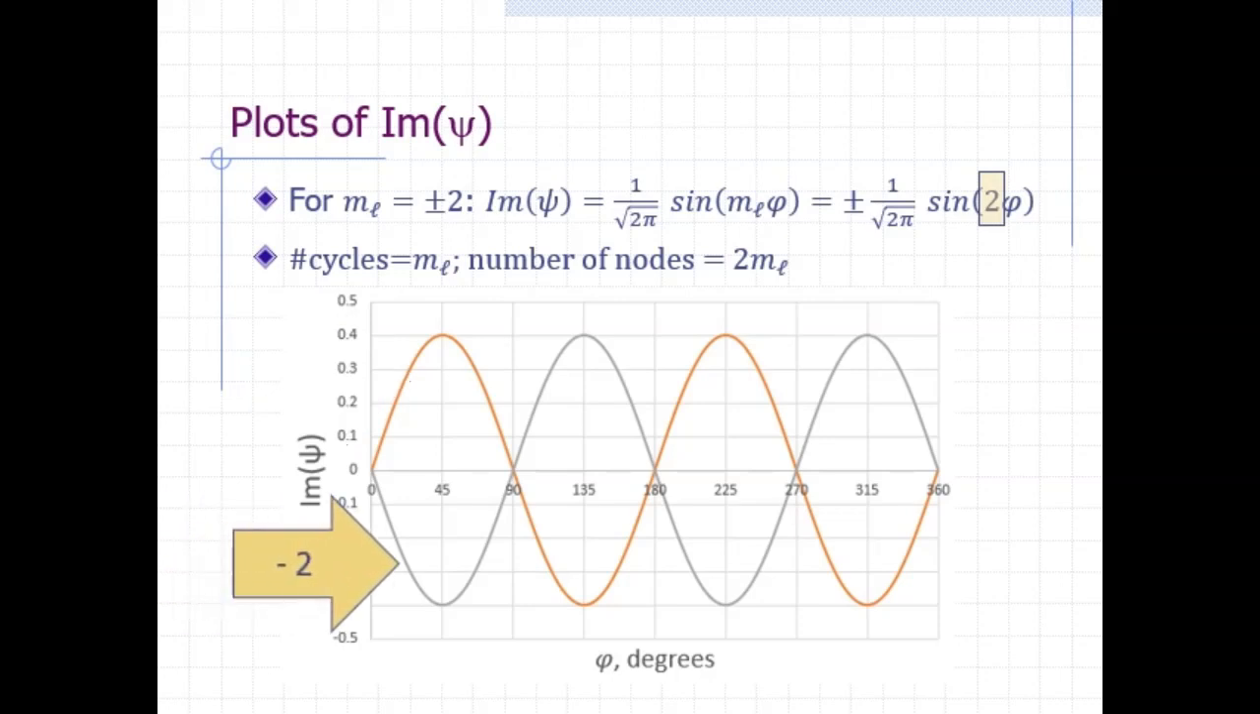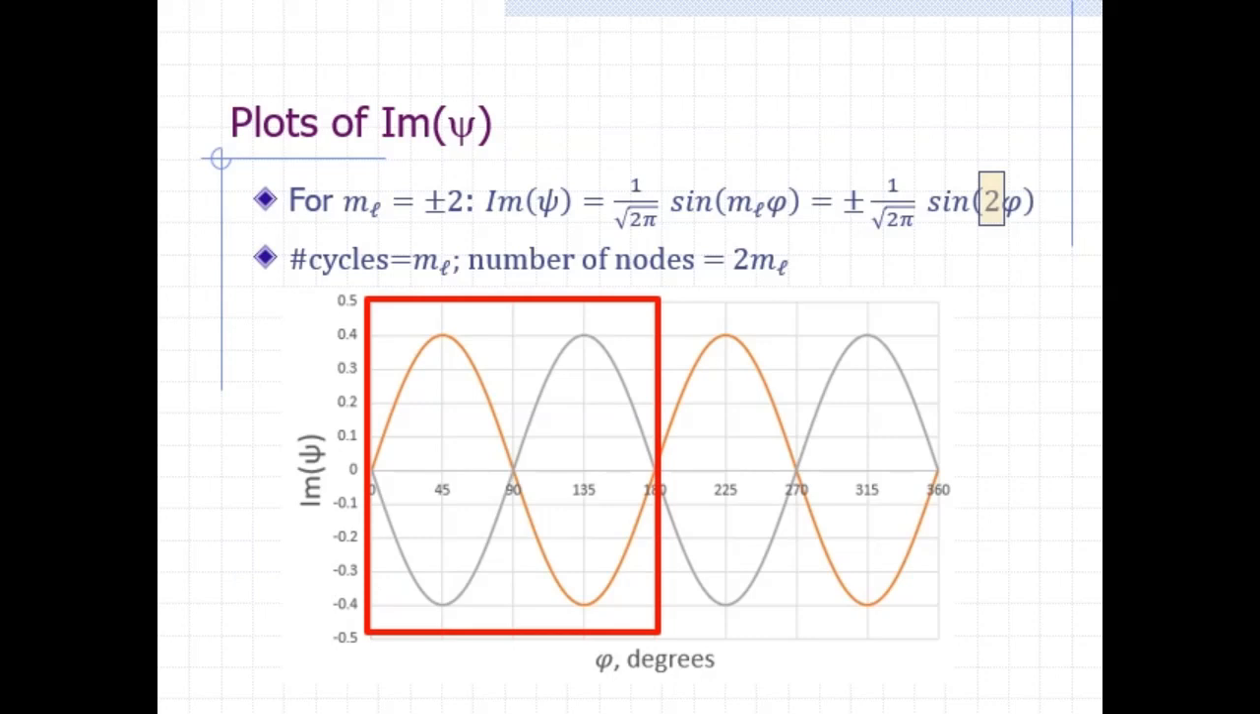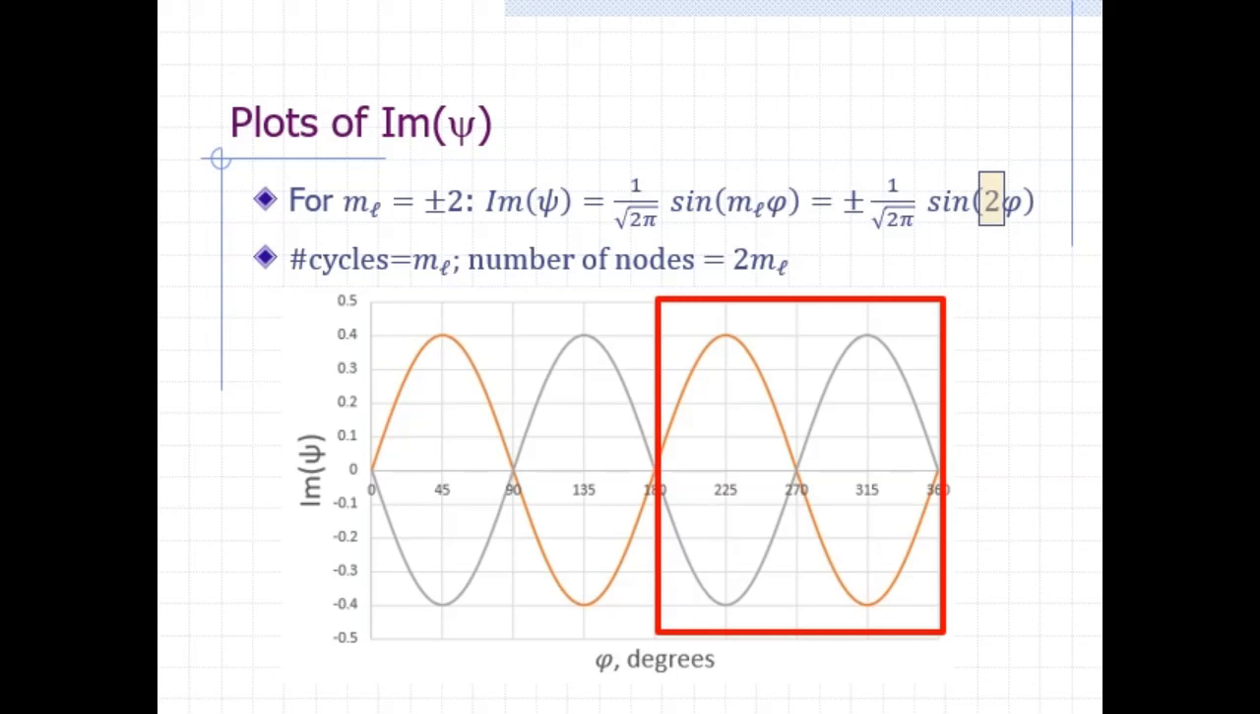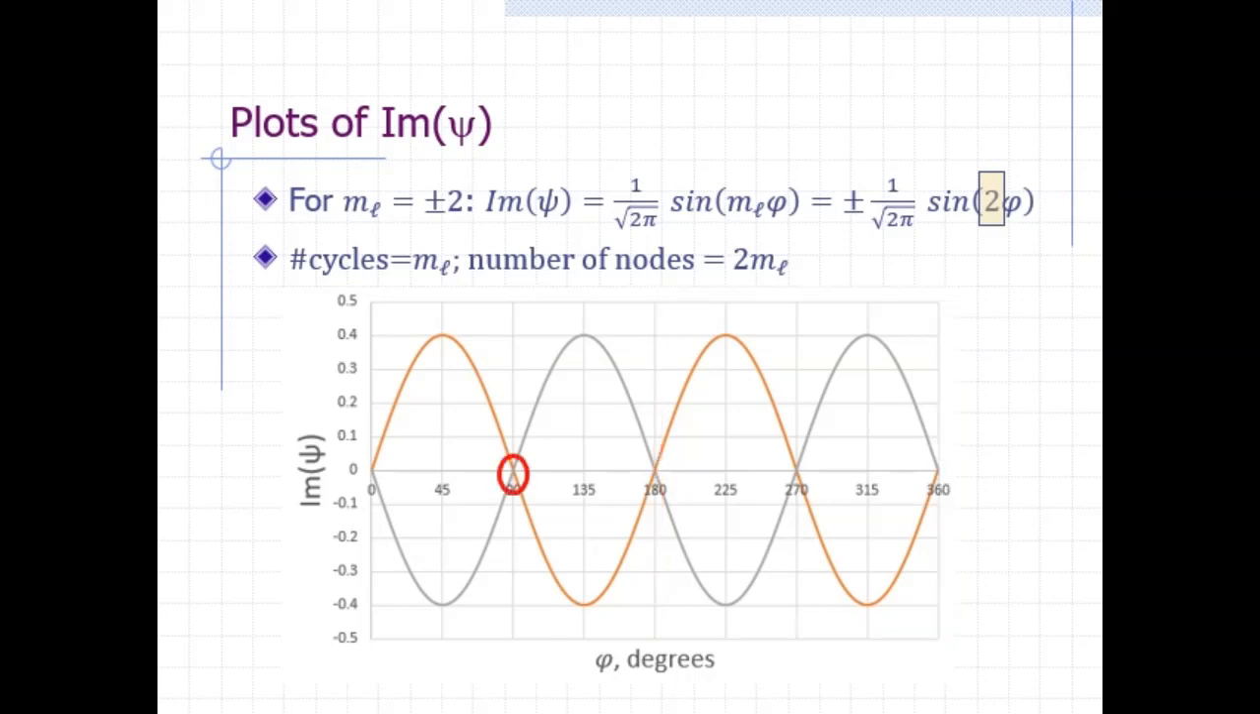We can see that sine 2 phi completes 2 cycles from phi equals 0 to 360 degrees. When phi goes from 0 to 180 degrees, one cycle is completed since the argument 2 phi goes from 0 to 360 degrees. The second cycle is completed from 180 to 360 degrees. The number of nodes, where the function changes algebraic sign, is 4. We can see nodes here, here, here, and here. Note that the node at phi equals 0 is the same node at 360 degrees. 0 and 360 degrees refer to the same location on the circle.